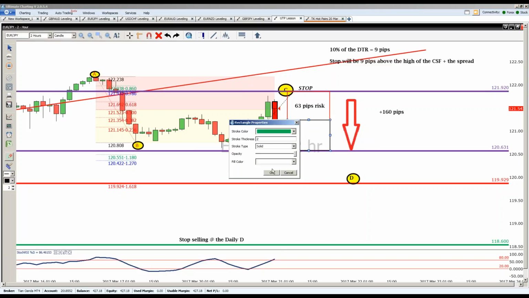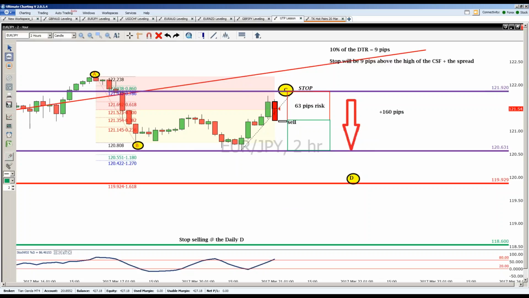And there we go. 63 pips reward. Okay, so this is strategy number 1 in a nutshell. Trading candlestick formations inside the AB boundary, risking a 1 for 1 from the C to the D.